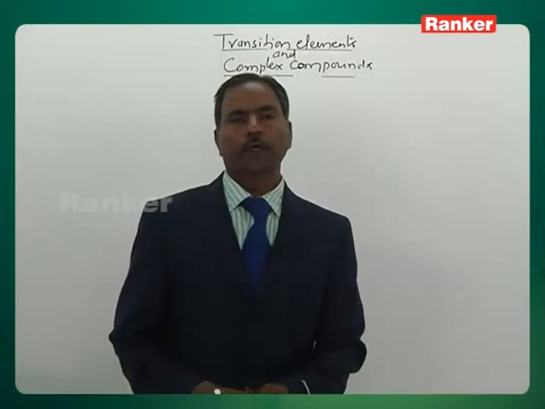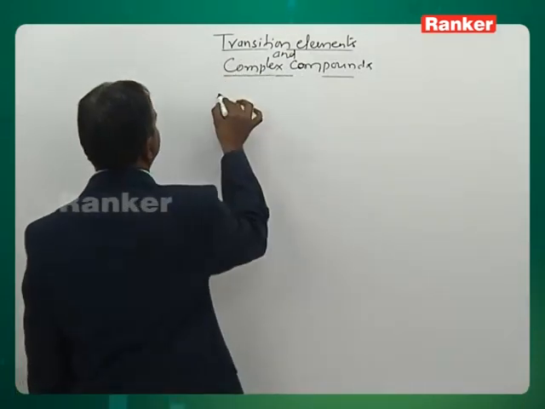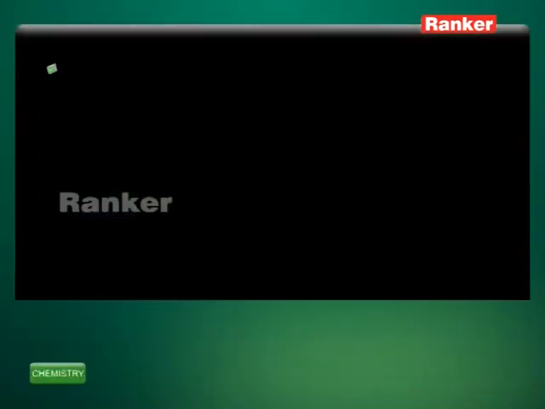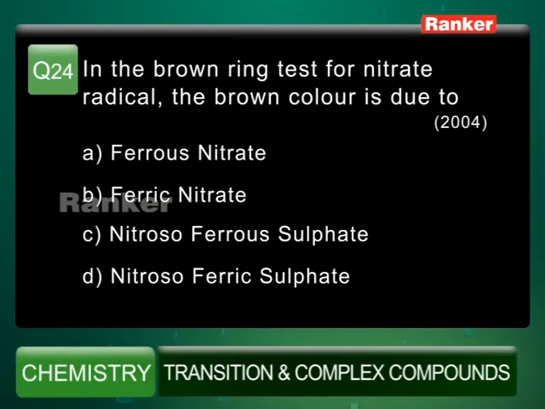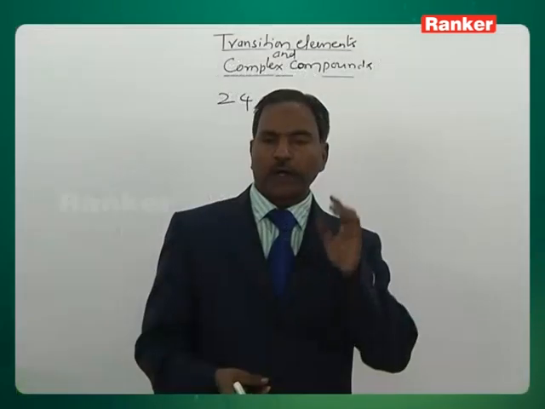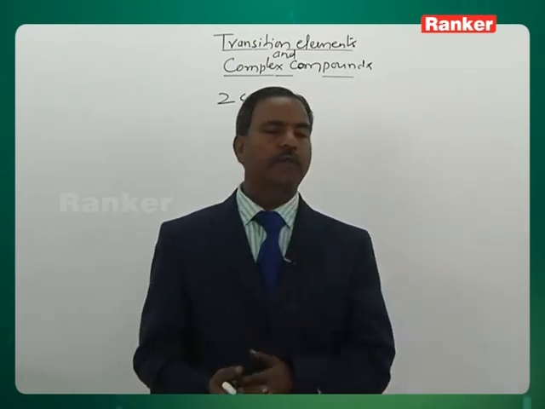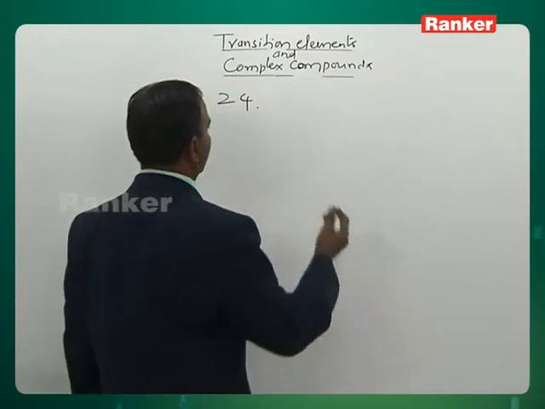Coming to question number 24. In the brown ring test for nitrate radical, the brown color is due to: ferrous nitrate, ferric nitrate, ferrous sulfate, or nitroso-ferrous sulfate. Nitroso-ferrous sulfate is the answer here.